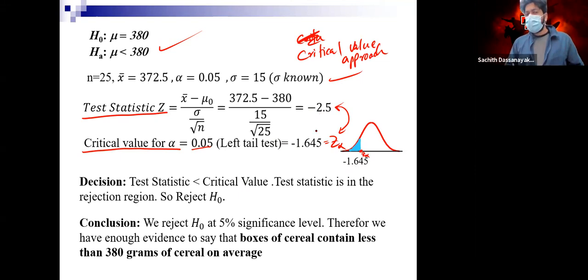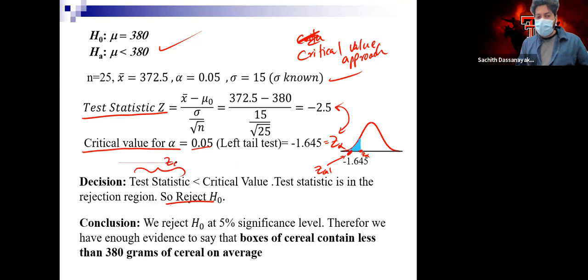Okay. What about these two values? Negative 2.5 is less than negative 1.64, right? Which means your test statistic value C cal is somewhere here, right? So you know what to do. We reject H naught. Why? Your test statistic value C cal is less than your critical value, C alpha. Okay. Why? Because this is a left tail test. Is that clear?